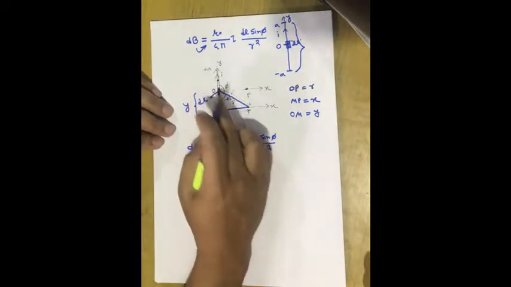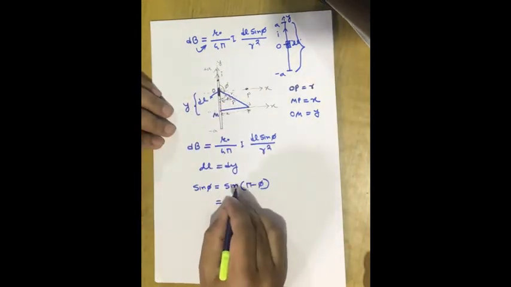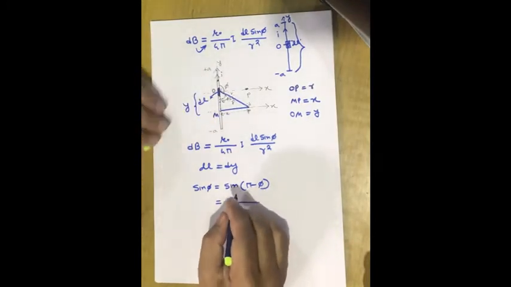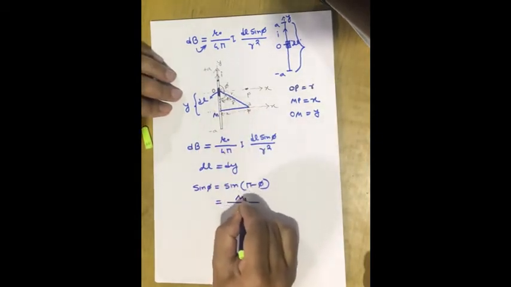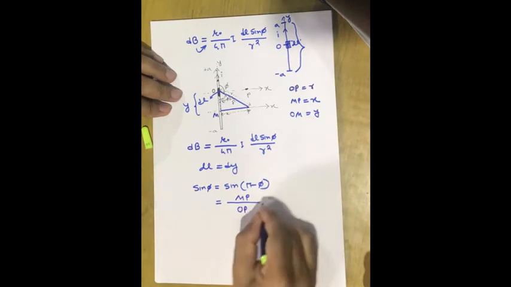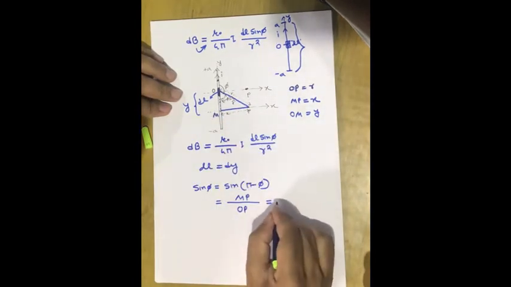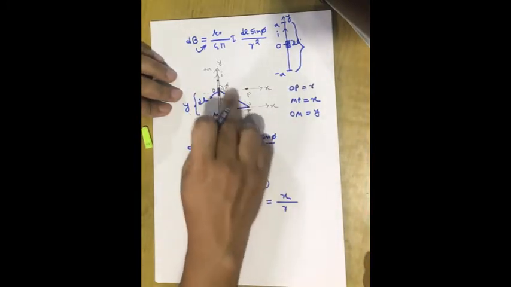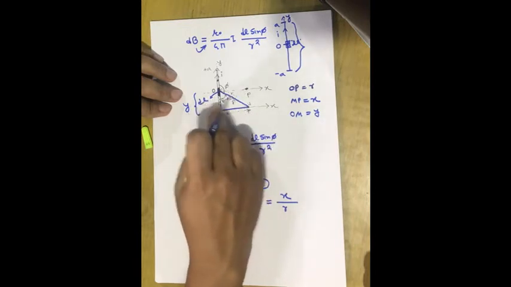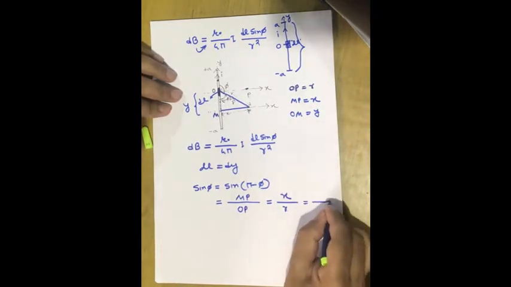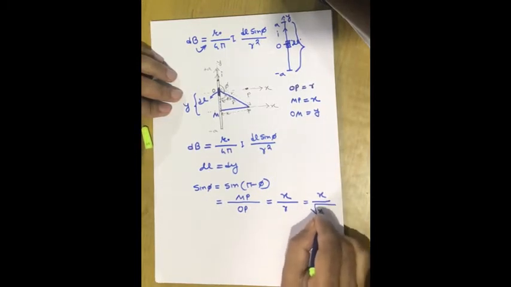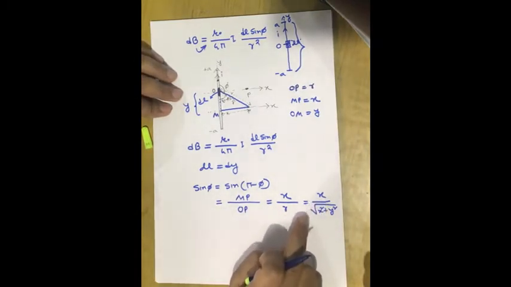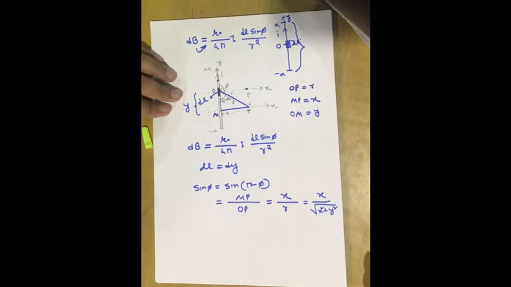Okay, so from the triangle OPM, we can say sine phi is equal to sine of pi minus phi, which is equal to MP divided by OP. MP is equal to x, and OP is equal to small r, which is the magnitude. If this is a right angle triangle, then r square is equal to y square plus x square. So r is equal to root over x square plus y square. So sine phi is equal to x divided by root over x square plus y square.